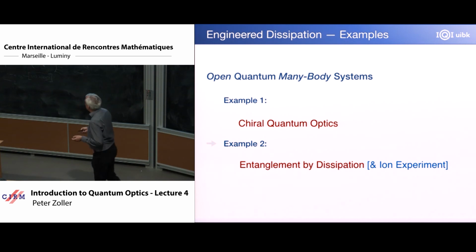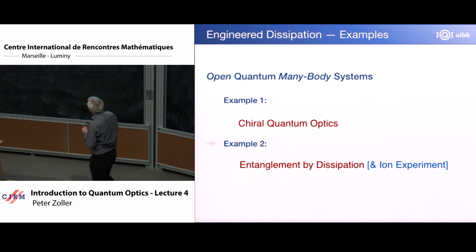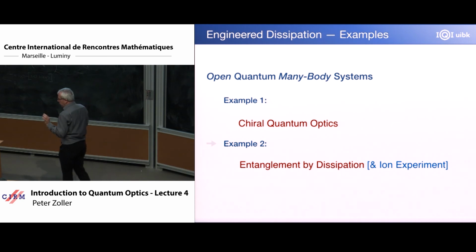So let me tell you a little bit about this work that we did a few years ago, and this should be considered as, can we get entanglement from dissipation? We did this with Rainer Blatt together, we did the theory side, we had the idea for this thing, and we could convince Rainer Blatt and Christian Roos to do an ion experiment. This was a Nature paper from a few years ago.